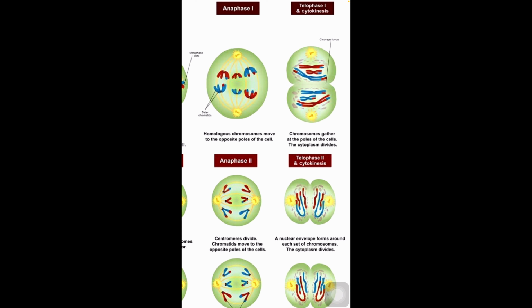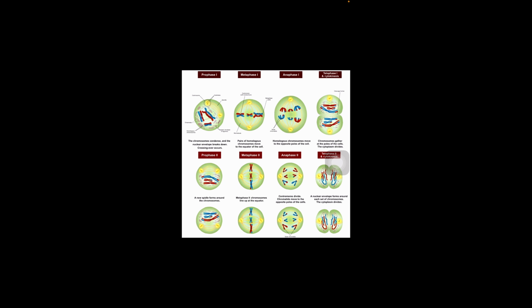Telophase 1 and cytokinesis. Chromosomes gather at the poles of the cells. The cytoplasm divides. Telophase 2 and cytokinesis. A nuclear envelope forms around each set of chromosomes. The cytoplasm divides. Okay, so take notice of this. This is everything that we've talked about. So ladies and gentlemen, the cell biology aspect is done.